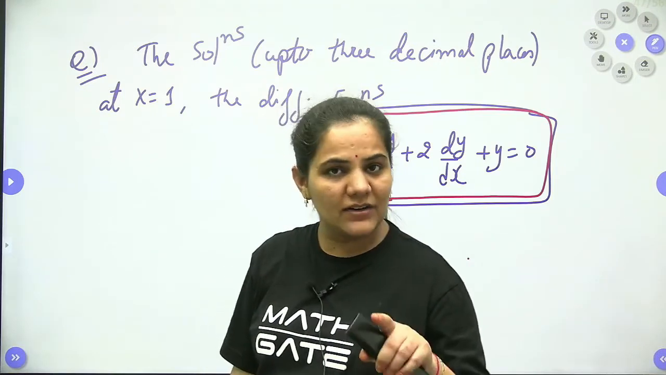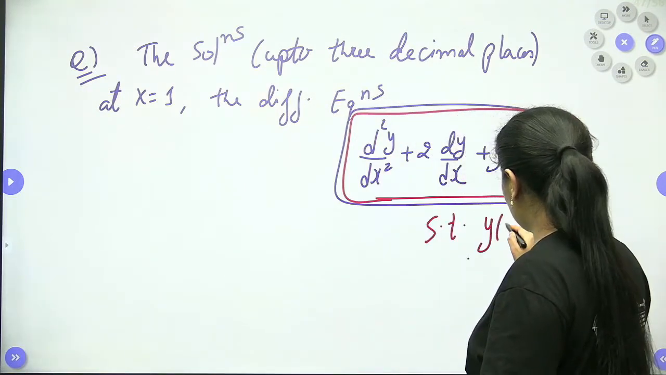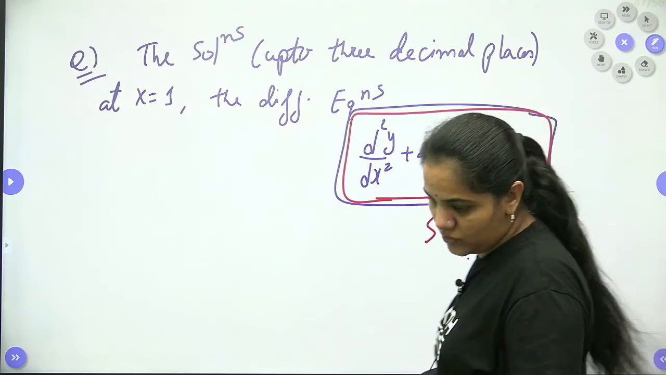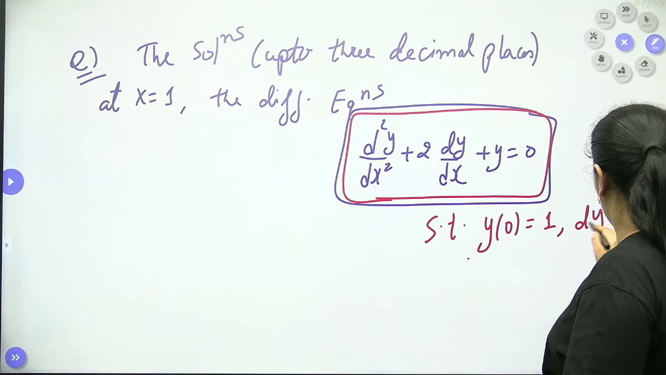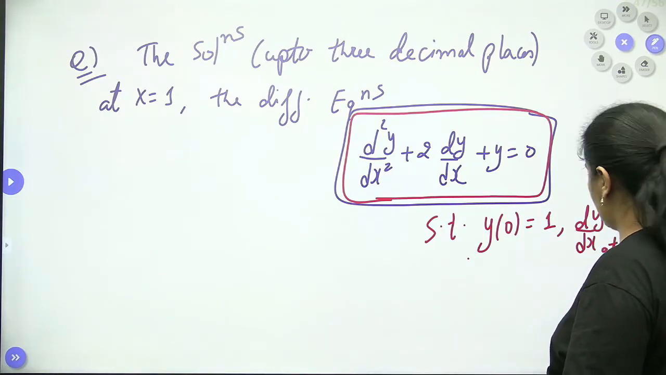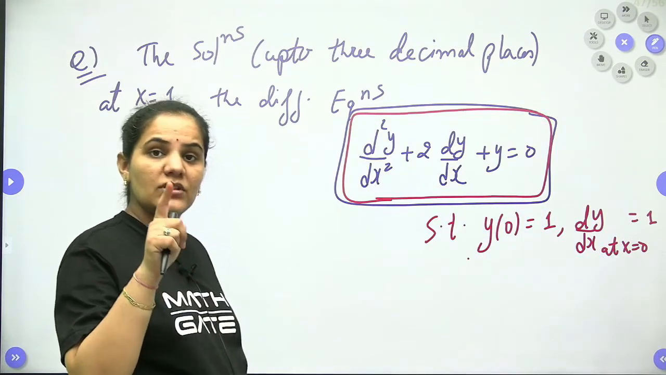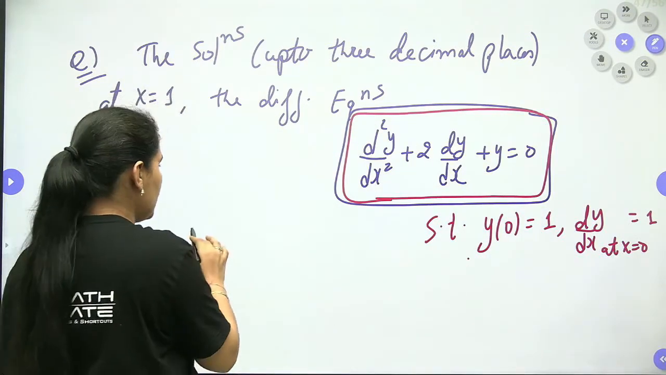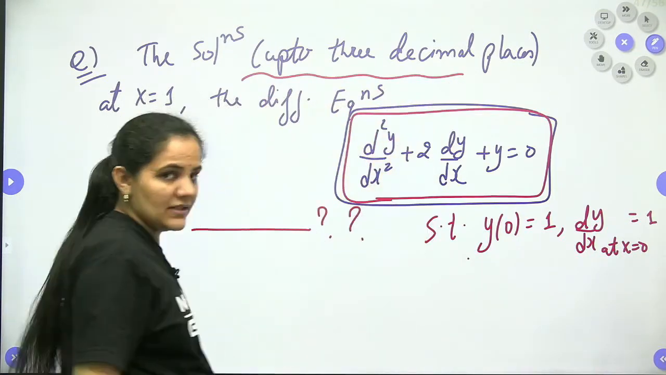Subject to the boundary conditions, y(0) equals 1 and dy by dx at x equals 0 is also equal to 1. Actually, this was a numerical entry type question, dear students, so we have to write down the answer up to 3 decimal places.